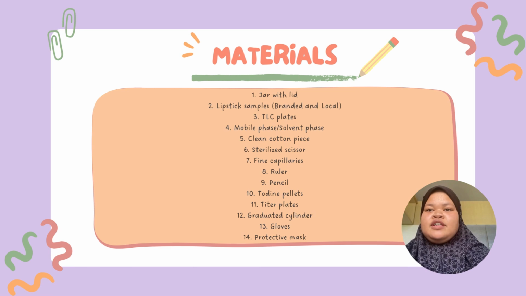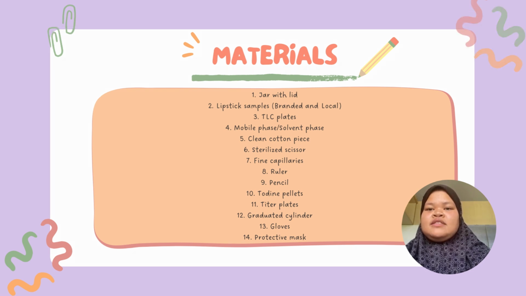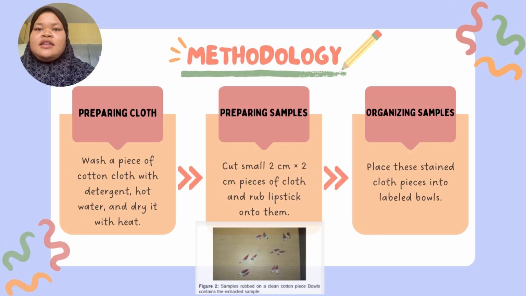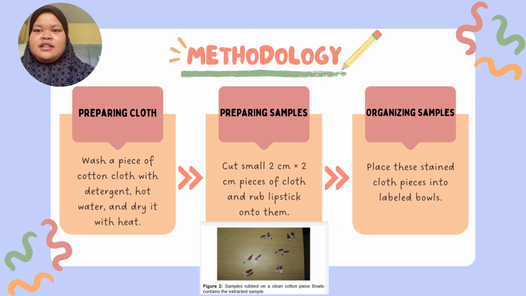Materials that we use for this analysis are jar with lid, lipstick samples, branded and local, TLC plates, mobile phase or solvent phase, clean cotton piece, sterile scissors, fine capillaries, ruler, pencil, iodine pellets, graduated cylinder, gloves, and protective mask. There are 12 steps of methodology for this analysis.